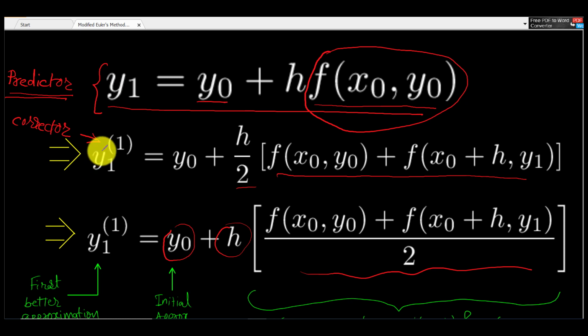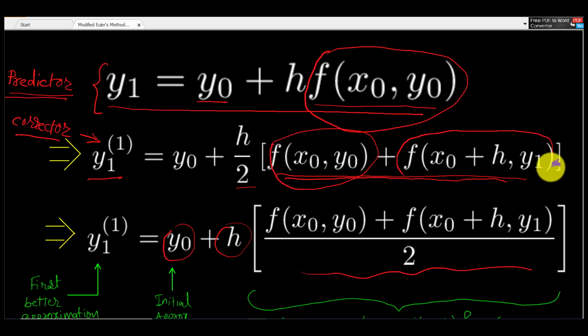This formula is known as the corrector formula, and the process to find the correction in this formula is that we are changing the slopes. Instead of a single slope, we now prefer the mean of slopes. The mean of slopes means the f of x0, y0 term is there, but along with that there is another term added here, that is f of x0 plus h comma y1. Then divide by 2 leads to the formula. So it is the same as this one.